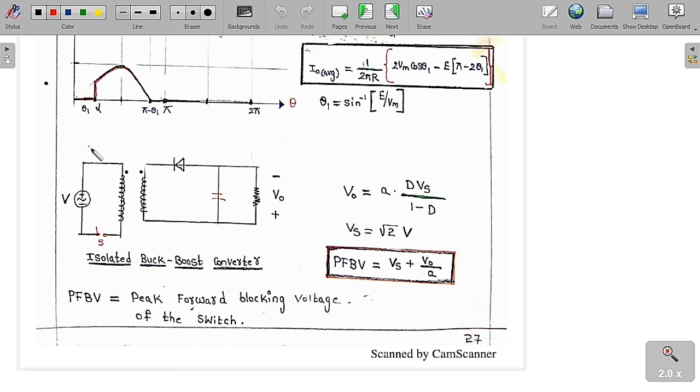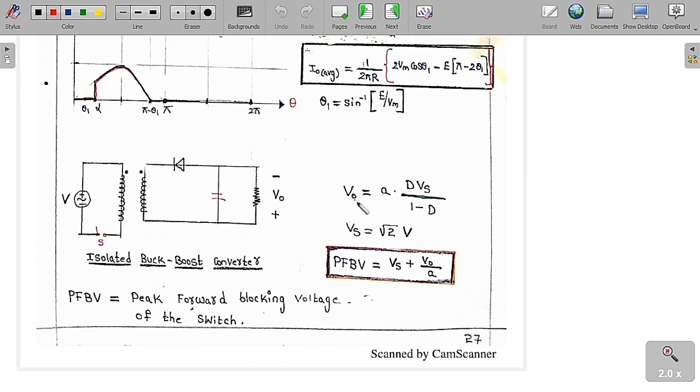You can see clearly here S, D, L means buck converter. So S, D, L means it is a boost converter. Here S, then we go to the diode, and this is going to act like an inductor. So S, L, D. So this is called a buck boost converter.